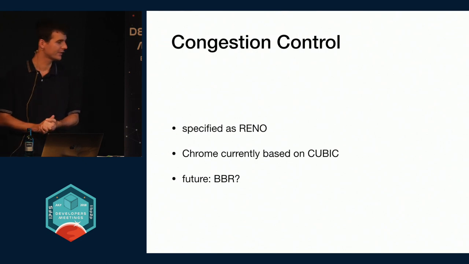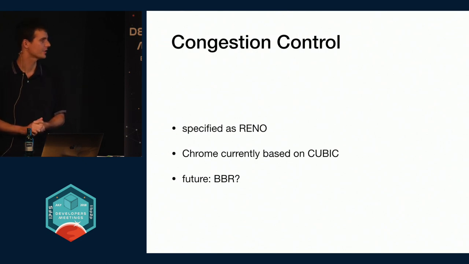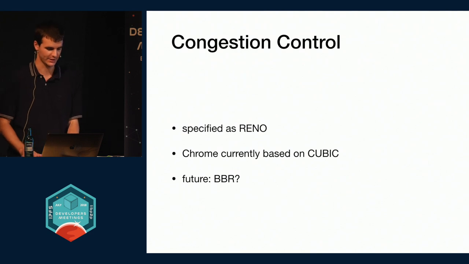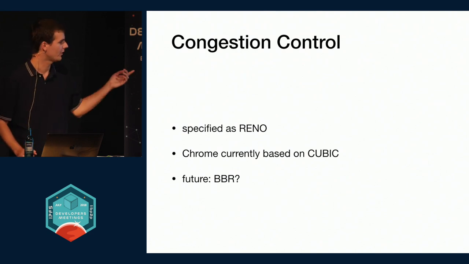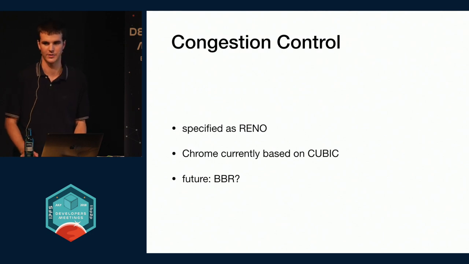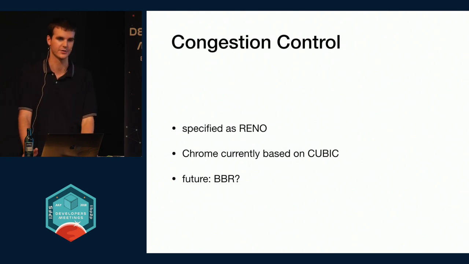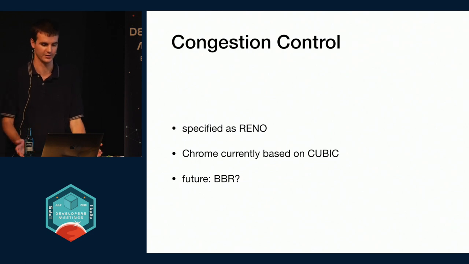So the IETF is currently specifying a version of Reno congestion control. Chrome and my implementation are using a version of Cubic, and Chrome is already running experiments with BBR. And I expect to see a lot of experimentation going on with new congestion control algorithms in the future, just because it's so easy to do these changes in user space.